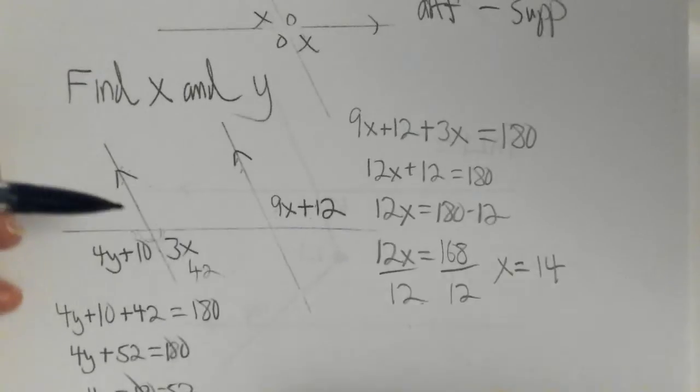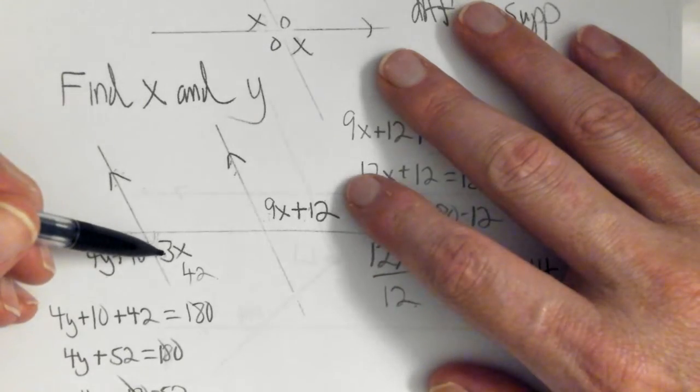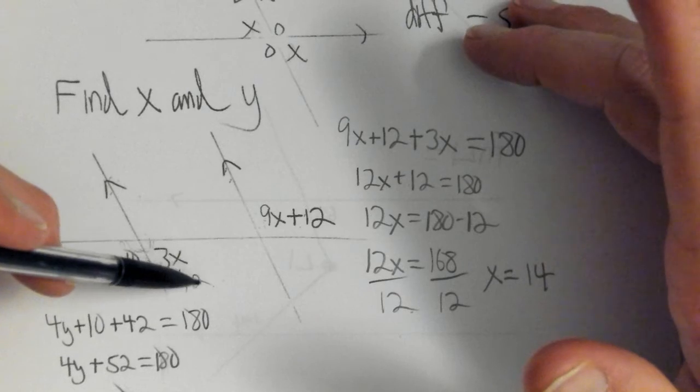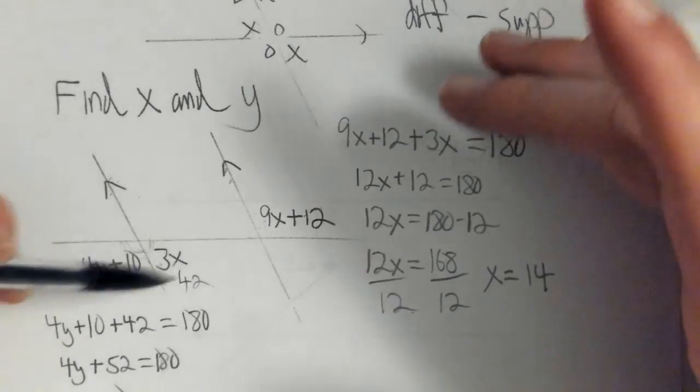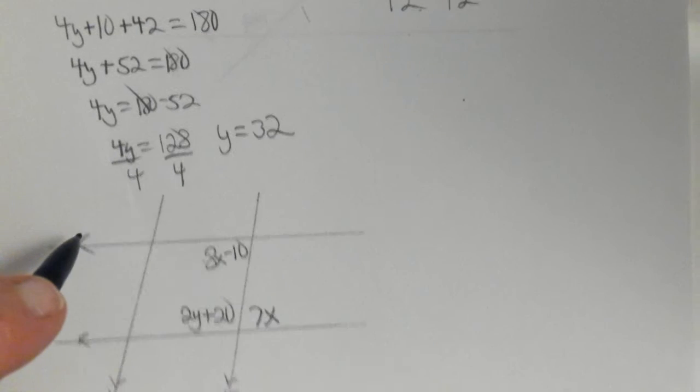So the key here is, if you've got two x's, set the equation up for them and solve it, and then plug that number back in to see what the actual angle is, and then make a relationship with your y's. Alright, let's try another one.